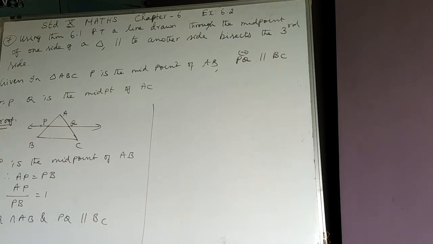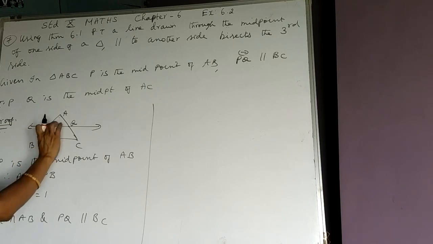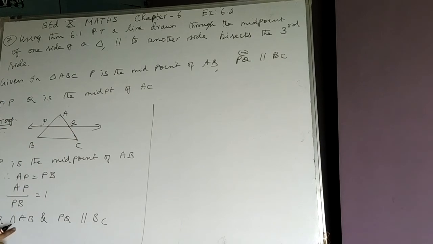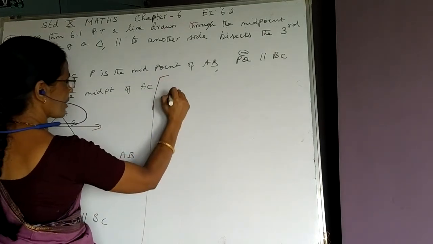The theorem says that a line intersecting one side of a triangle, not passing through the vertex, will intersect one more side, but it cannot intersect the third side. So it intersects AB. It cannot intersect BC because it is drawn parallel. Therefore, definitely it will intersect AC. So PQ intersects AB and PQ is parallel to BC. Therefore, this PQ intersects what? Intersects AC, right? PQ intersects AC.